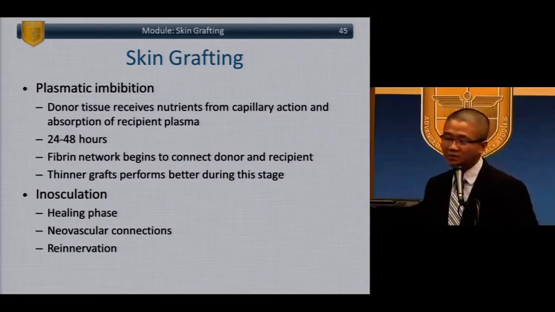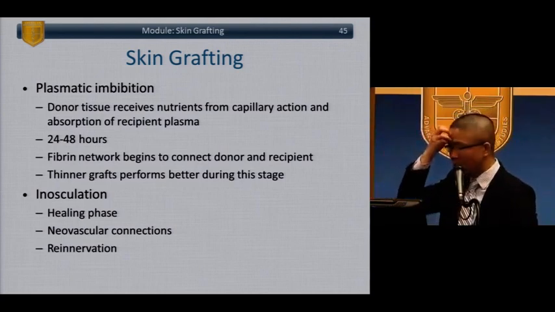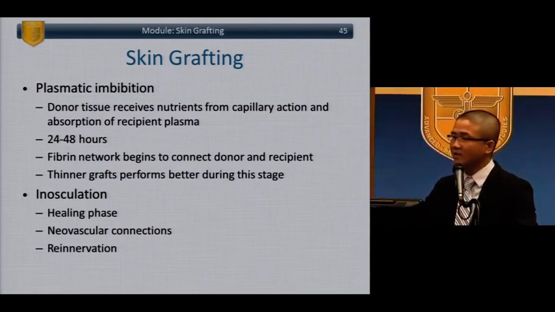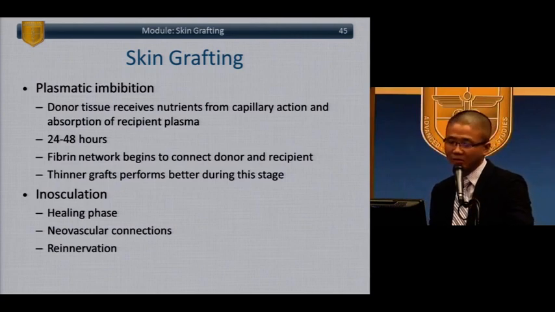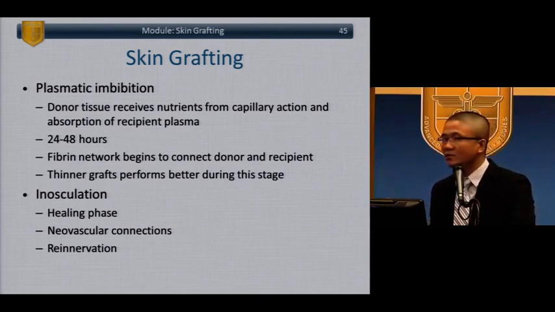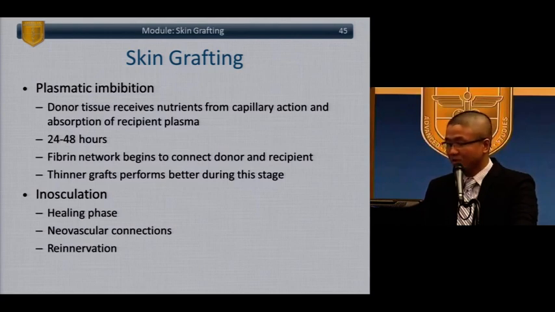So the donor receives nutrients by capillary action absorption. It's called imbibition, right? And this happens in the first 24, 48 hours. So it's important not to go touching it. Just leave it alone, right? That's why negative pressure is so great. And then what happens is a process called inosculation, when the graft is actually forming little neovascular connections to the tissue bed. And after all that's done, it actually reinnervates. It's amazing, I think, what happens with the skin graft.